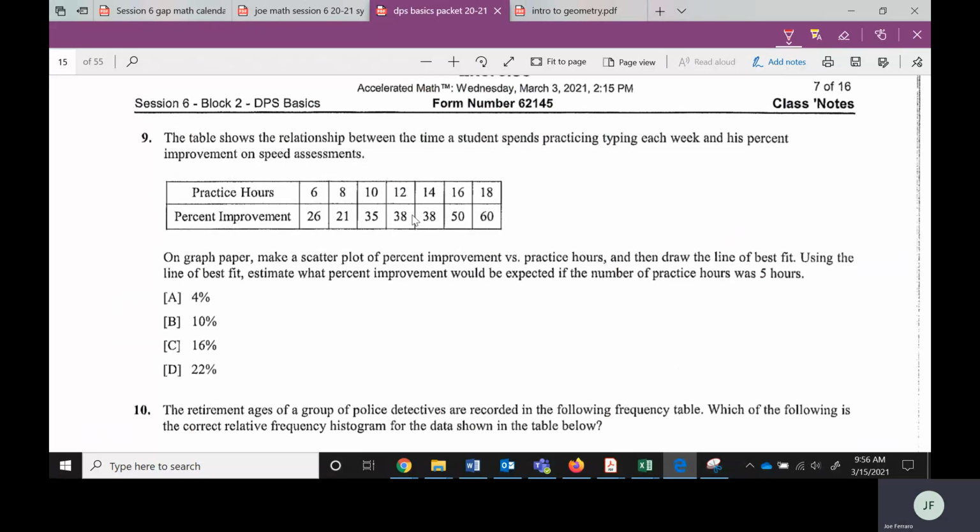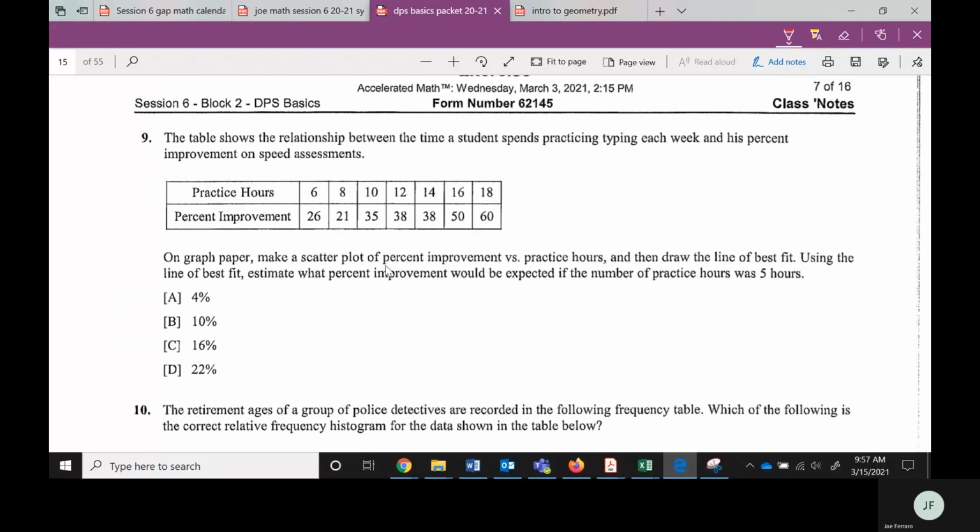Okay. What we're going to do, it says the table shows a relationship between the time a student spends practicing typing each week and his percent improvement on speed assessment. So if they practice 6 hours, this one person practiced 6, they had a 26% improvement. This person practiced 8, they had a 21% improvement. 10 hours practice, 35% improvement, and so on.